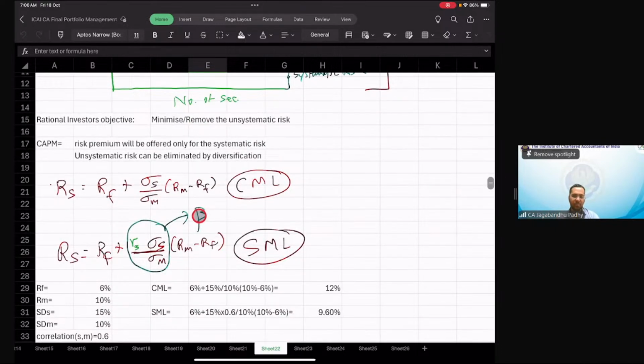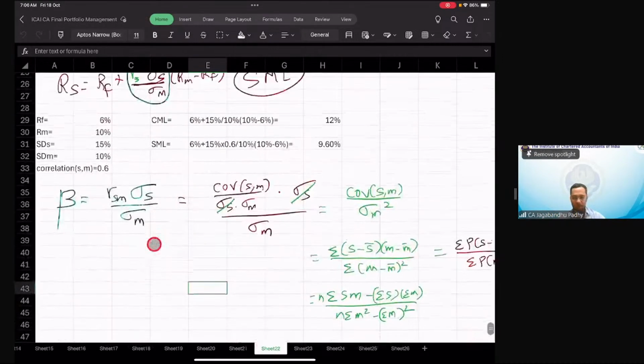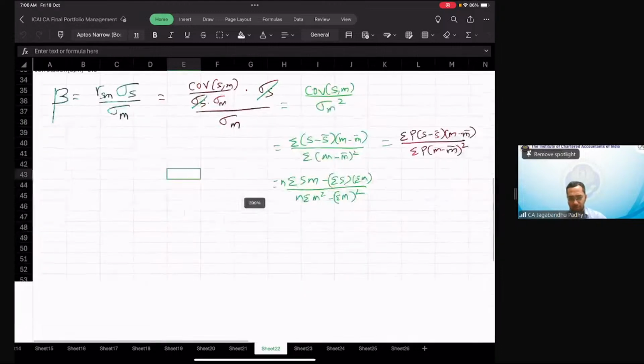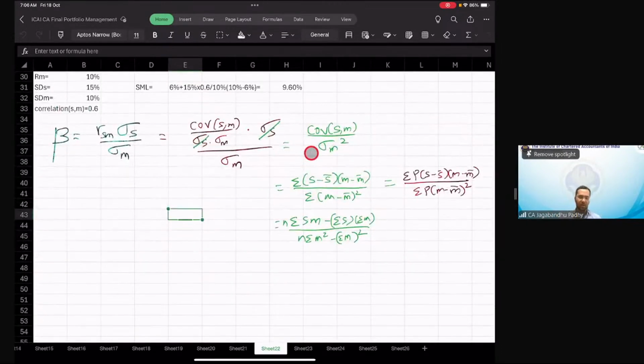And that systematic component or risk was measured by beta, which was simply the standard deviation of the security upon the standard deviation of the market. You multiply it with the correlation between security and market, so that you are compensated only for the proportion of the systematic portion of the total risk, right? And we saw a few other formulae for calculation of beta also, which was covariance upon the variance of market, and then the derived formulae were as follows.